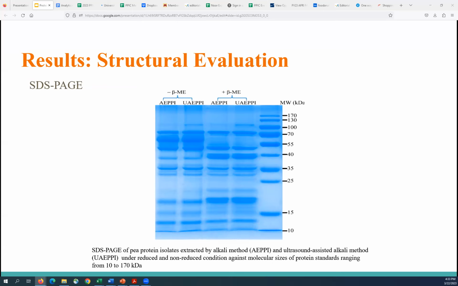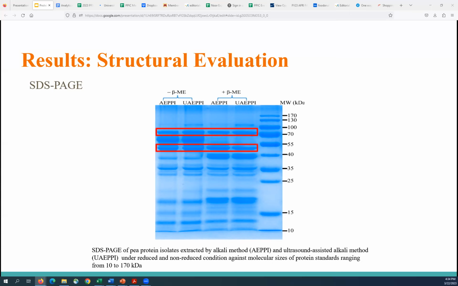The protein profile of PPI treated with and without ultrasound was determined by SDS-PAGE under reducing and non-reducing conditions. Overall, all PPI proteins contain bands identified as convicilin, vicilin, and legumin. Convicilin, at around 70 kilodalton, and vicilin, at around 50 kilodalton, were identical under reducing and non-reducing conditions. That's because they do not contain any disulfide linkages.